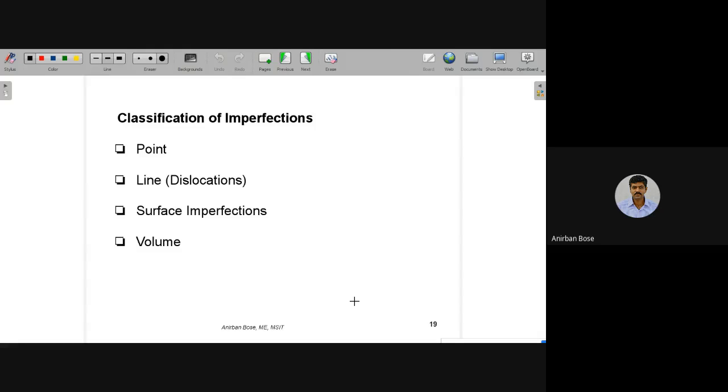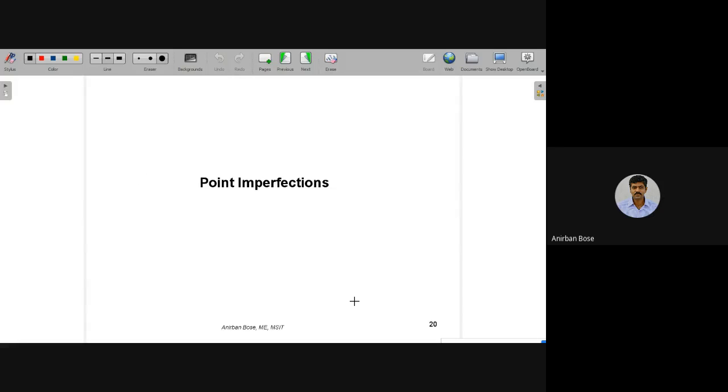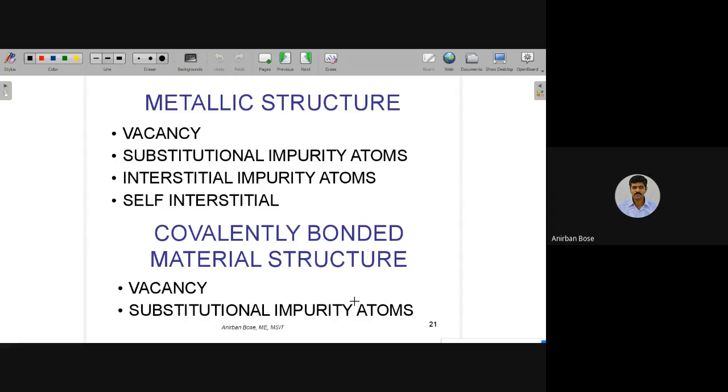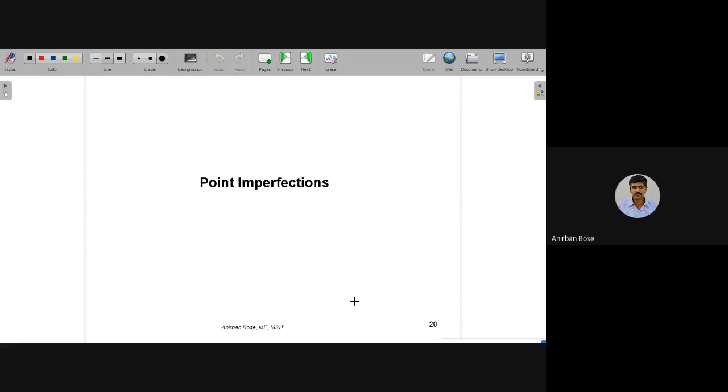So these are the different kinds of imperfections we are going to study. First we'll take up the point imperfections, and then we'll take the line and the surface imperfections. So point imperfection means an imperfection associated with a region around a point of maybe 1 to 2 atomic diameter. Not more than that.